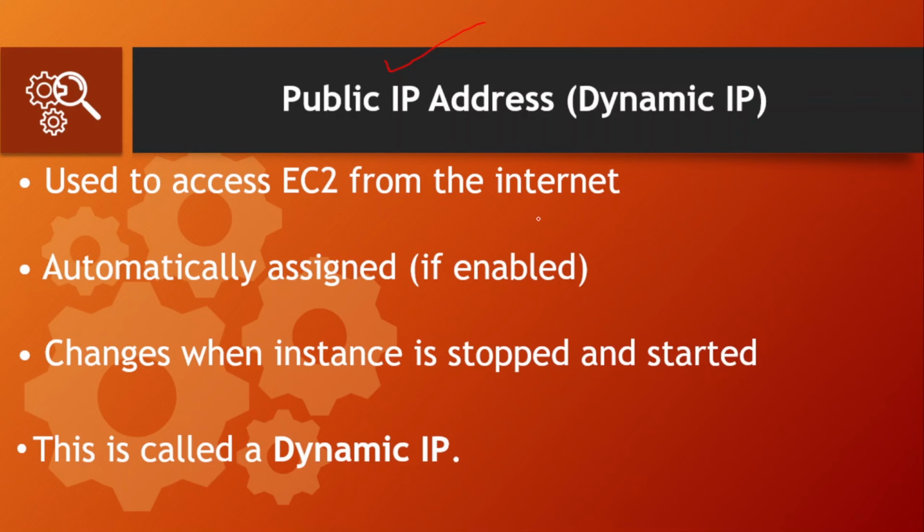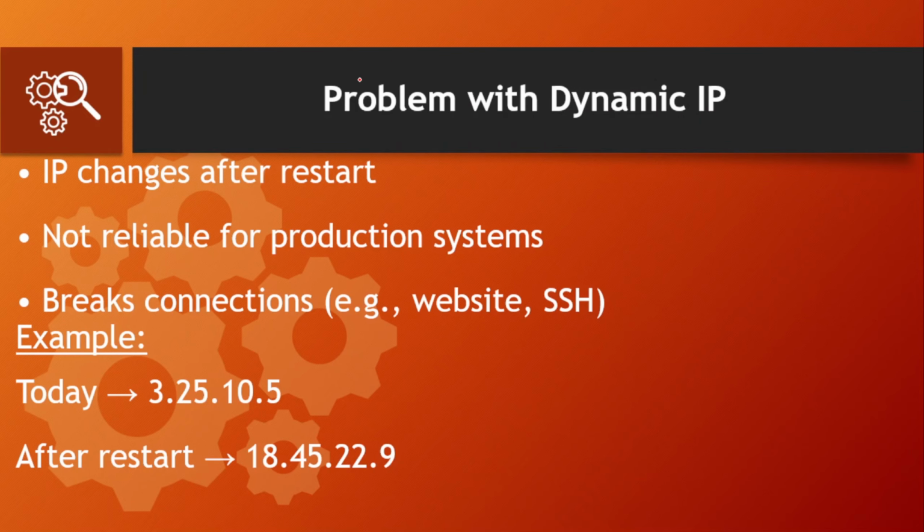But here is something very important. This public IP is dynamic, which means it can change. So this is the drawback of dynamic IP. Whenever you stop and start your instance, AWS may assign a new public IP address. That's why it is called a dynamic IP. Let's understand the problems with the dynamic IP. Since the IP changes every restart, it becomes unreliable for real world use cases.